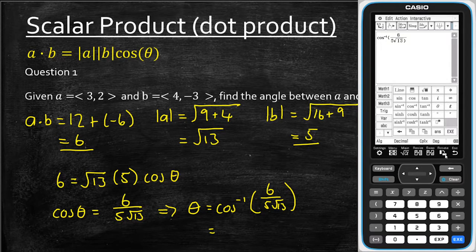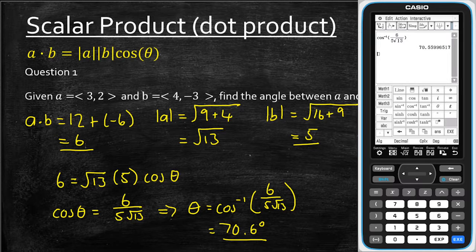And just make sure you're in decimal mode, because if you're not in decimal mode, it's actually going to give you the exact answer. So I'm just going to go like that. And the angle is 70.6 to 1 decimal place. So the required angle that we want is going to be 70.6 degrees correct to 1 decimal place.